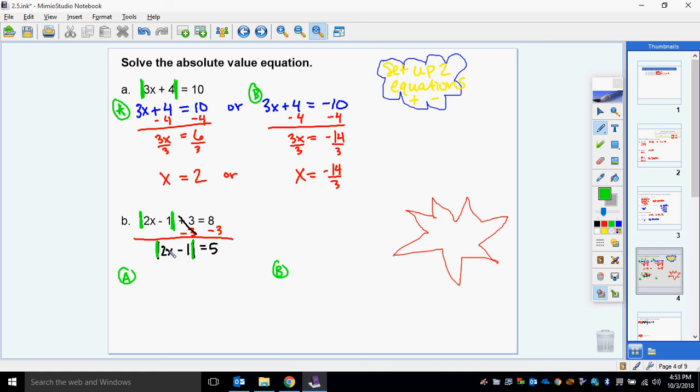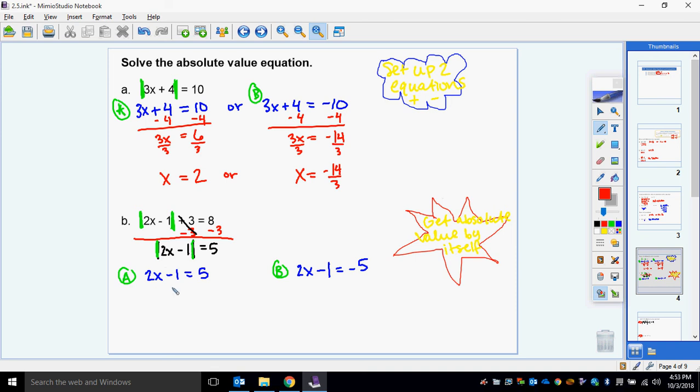Plan A, everything stays the exact same. 2x minus 1 equals 5. Plan B is you have to change your shirt. So 2x minus 1 equals a negative 5. Okay, a positive and a negative, two equations. So one thing I want you to remember is on these types of problems, you first need to get the absolute value by itself, right? We got rid of the guard. We need to get the absolute value all by itself.